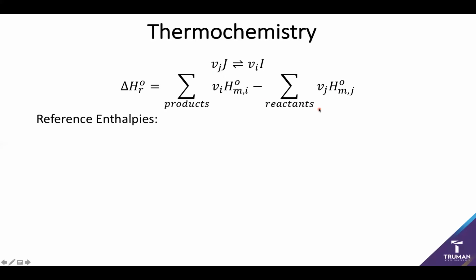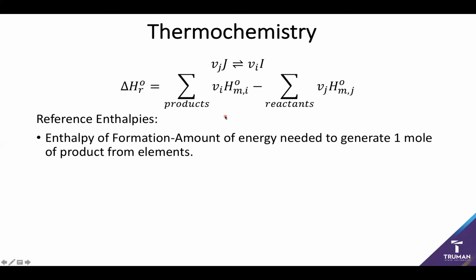And typically when we're talking about reference enthalpies, there's two classic choices. They're both going to be based on the enthalpy of a given set of reactions. So the one you're probably most familiar with from general chemistry is the enthalpy of formation. This is going to be the amount of energy needed to generate 1 mole of product from its elements in their most stable state.